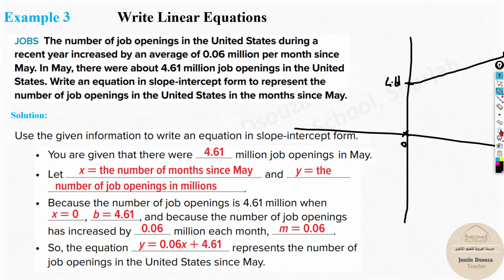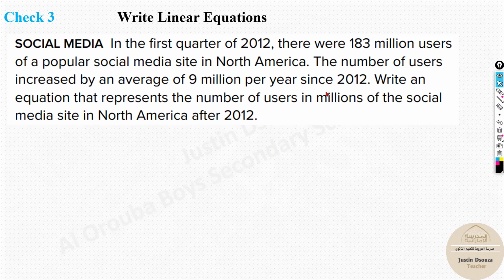Now we will see another problem. It's the same thing. You don't even need to read through the entire thing. You can directly pick out the values you can see over here and over here. But let's just go through it. In the first quarter of 2012, there were 183 million users of a popular social media site in North America. Now that is b equals 183 million. And the number of users increased by an average of 9 million.